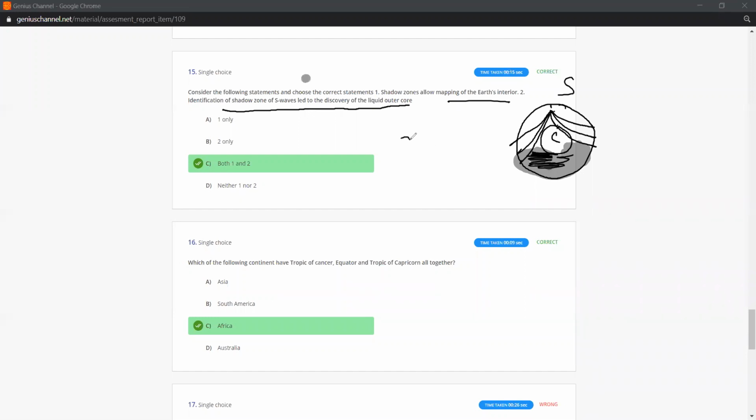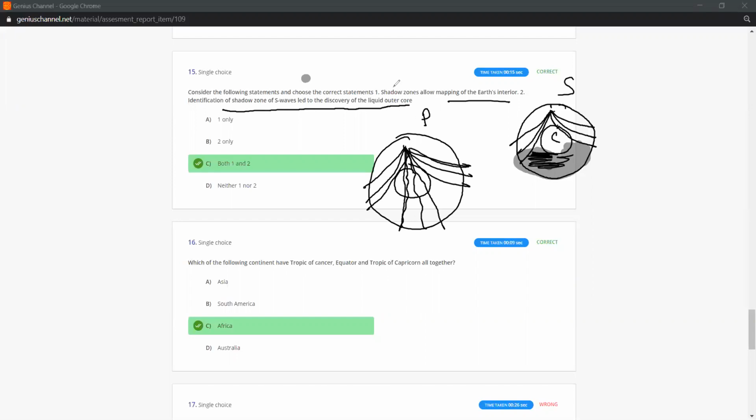If you look at the P waves, they will travel through the core also, because even though it is in liquid state, they can travel, but they will not travel in a perfect path. So they will create two shadow zones. This is one shadow zone, this is another. If you are able to analyze these shadow zones, then you can analyze the interior of the Earth. So shadow zones allow the mapping of it.